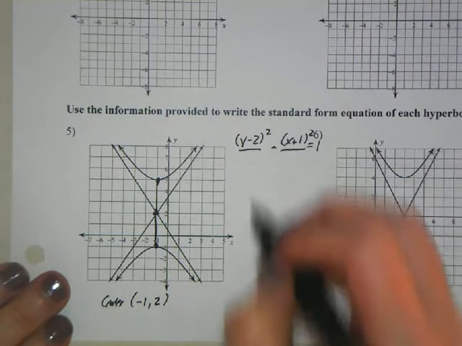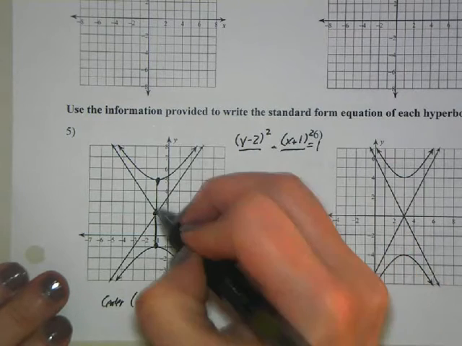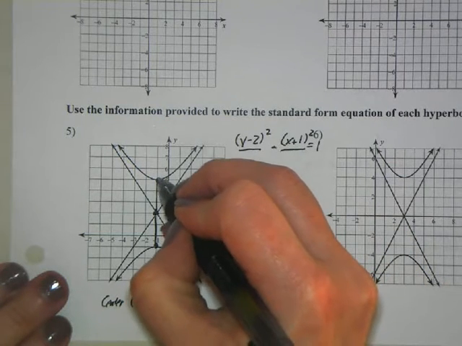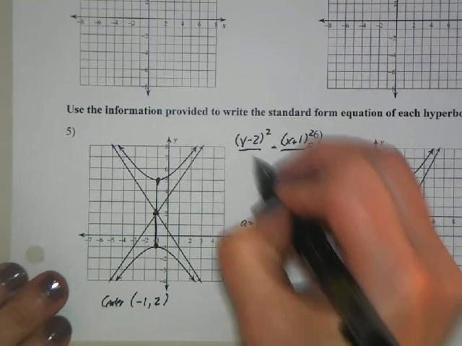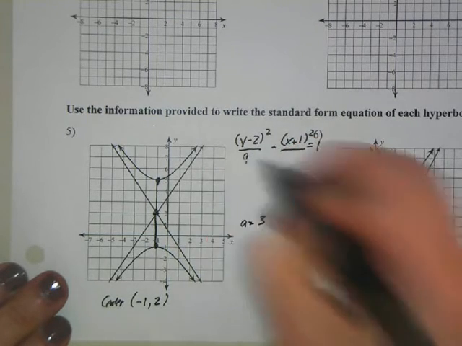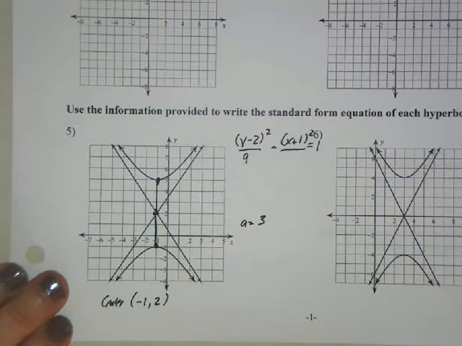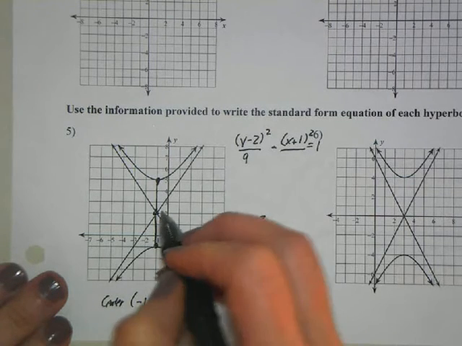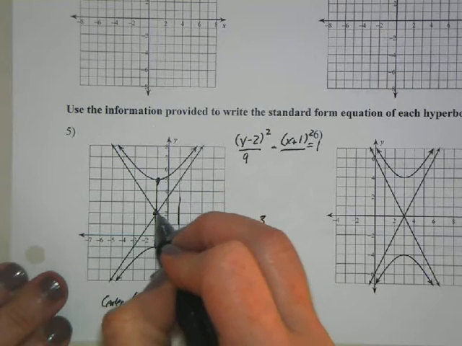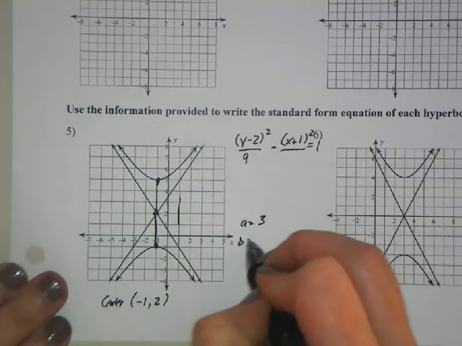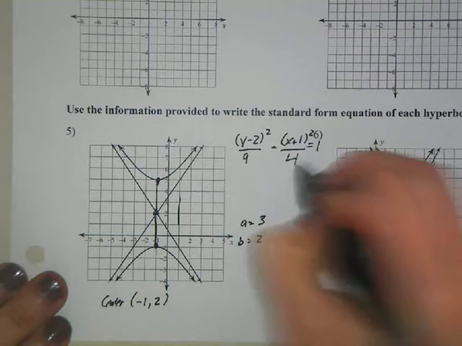And now we count. 1, 2, 3. So A is 3. So I put 9 right there, 3 squared. And 1, 2. The B value is 2. So I would put a 4 right there.